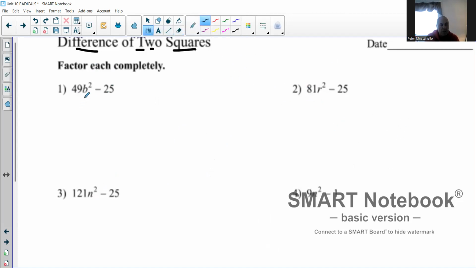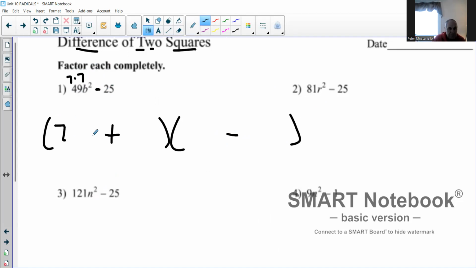So the way you did number 1 is, okay, it's a minus. 49 is a perfect square, so is 25. Exponent even. So 2 sets of parentheses. Always 1 plus, 1 minus. Then how do you get 49? 7 times 7. How do you get b squared? b times b. How do you get 25? 5 times 5. And that's it. That, my friends, is it.